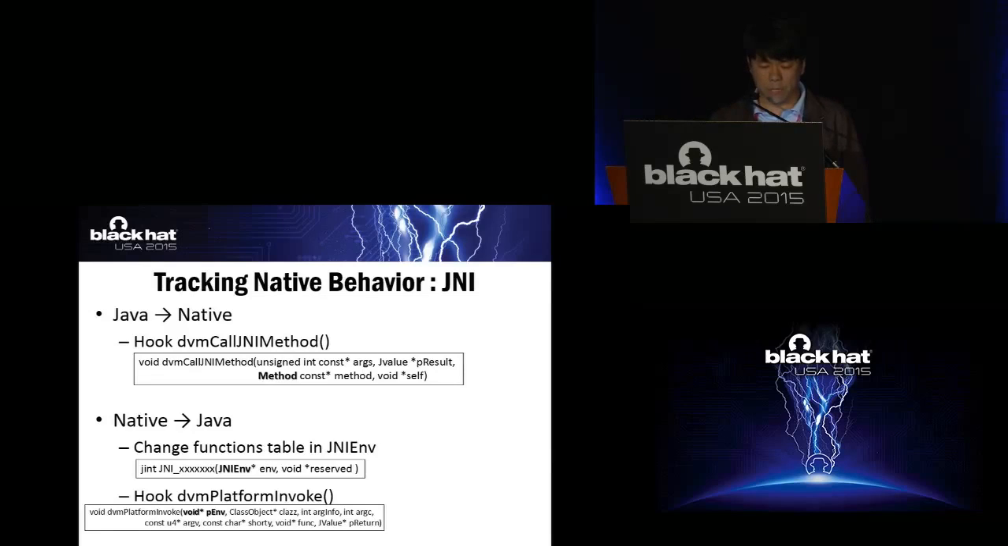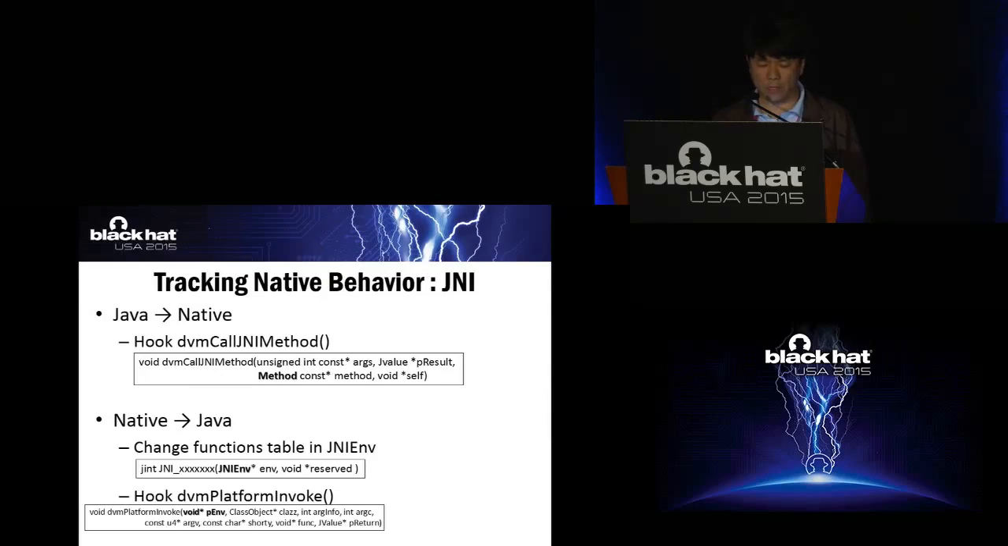First, when a Java method calls a native function, Dalvik virtual machine executes a dvmCallJNIMethod function. dvmCallJNIMethod gets arguments, result value, and method structure as parameter. The method structure has a native function name and address that is called by Java. And dvmCallJNIMethod is used for calling all native functions, so filtering is needed to trace the specific function.